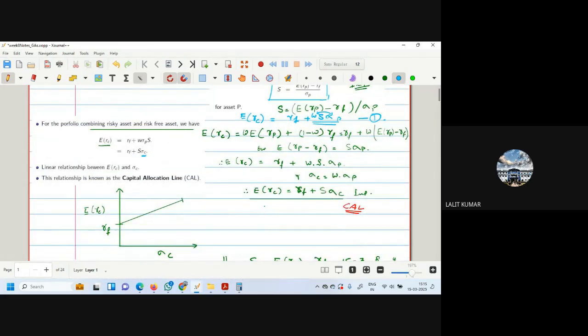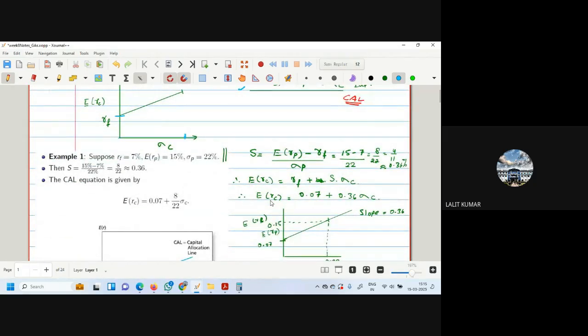It is a capital allocation line, the equation which we just arrived at. If you draw it, you can start from RF. When sigma C is 0, you will get only RF. Now, as you keep on increasing sigma C, your expected RC will start increasing. So this is the CAL.